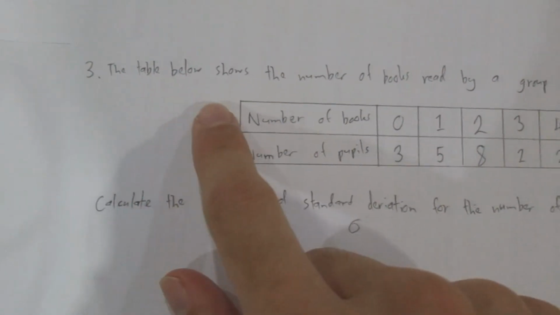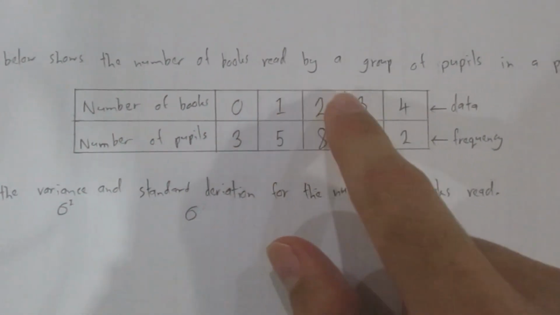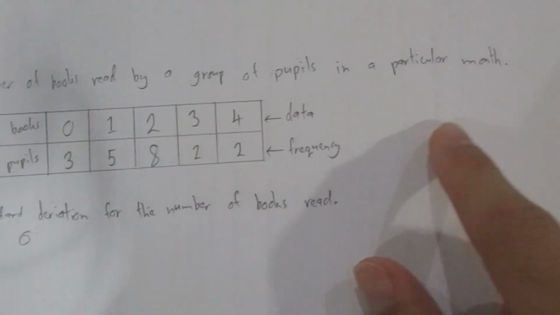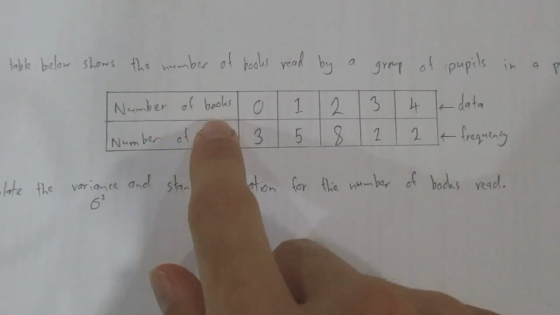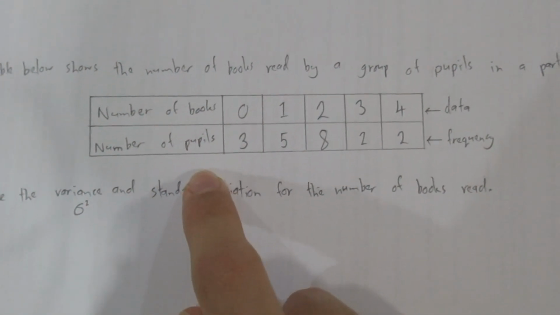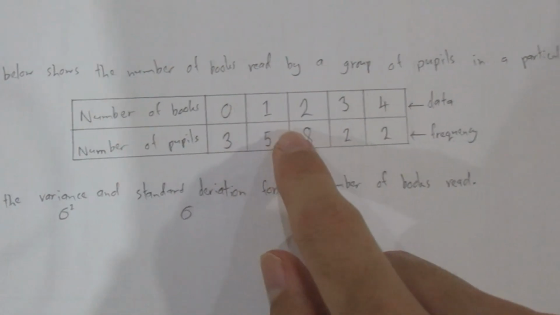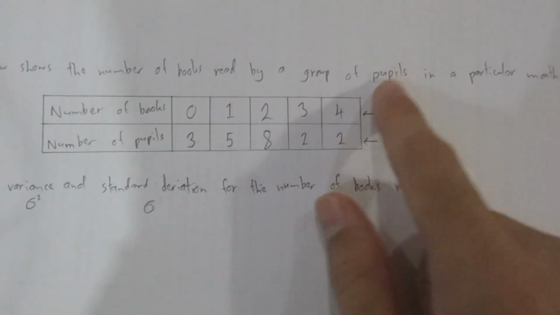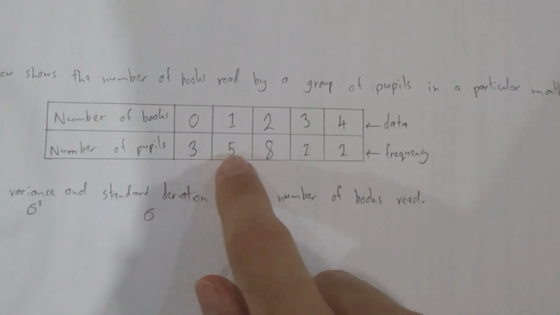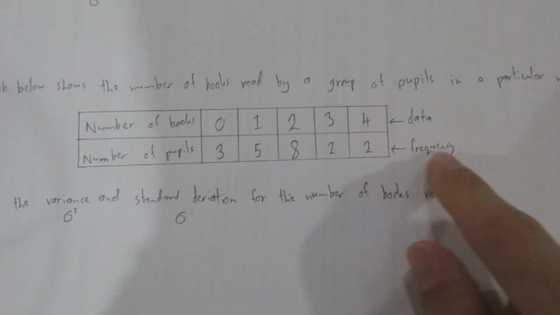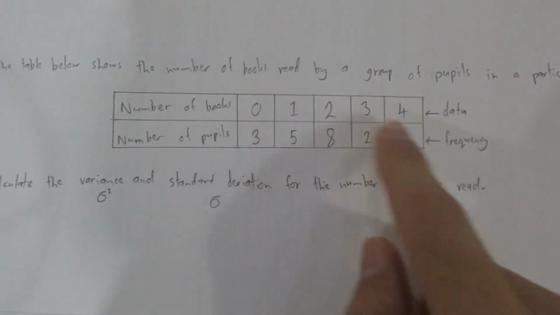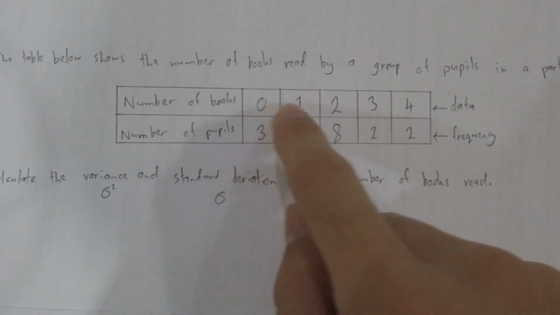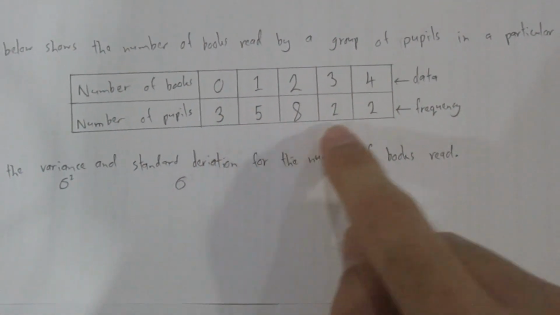Alright, so next example. The table below shows the number of books read by a group of pupils in a particular month. Okay, so here's the table. Number of books and number of pupils. So the number of books 0, 1, 2, 3, 4 is my data. And then the number of pupils 3, 5, 8, 2, 2 is the frequency for this data right here. So if I want to input this into my calculator, I would input these numbers here, this number of times.